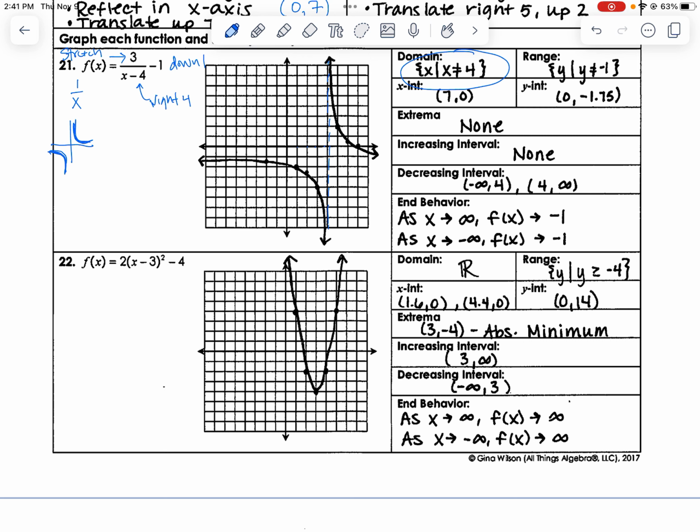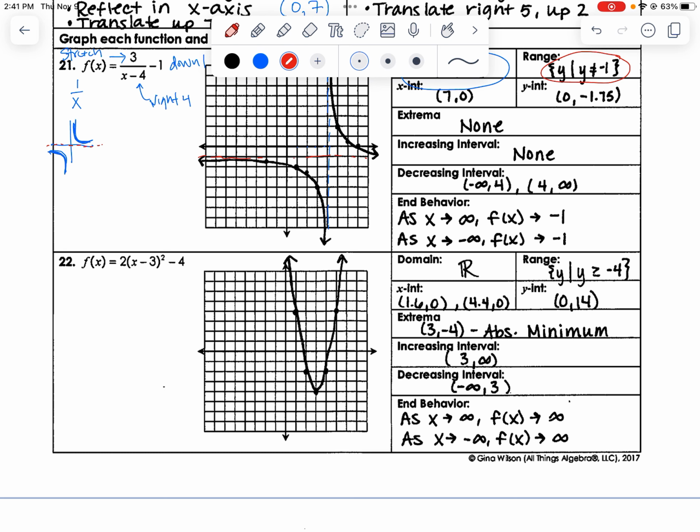Now it's also moved down 1, so correspondingly, where the function used to have a restricted range at y equals 0, now because I've moved it down 1, the range is restricted so that y could be all real numbers except y can't equal -1.